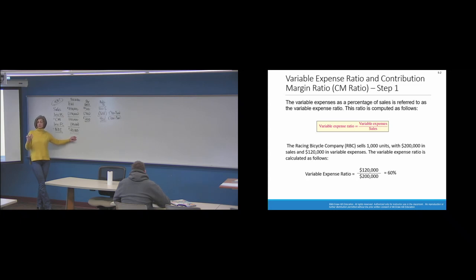And that's really what this whole chapter is about. What if I do this? How does that impact cost, volume, profit? That's what cost, volume, profit analysis is all about.